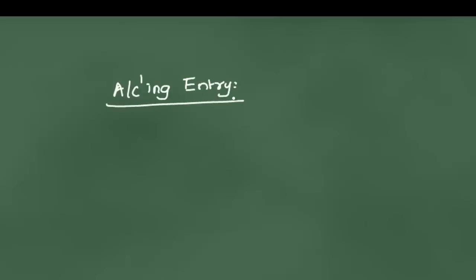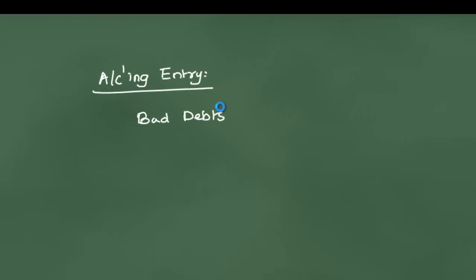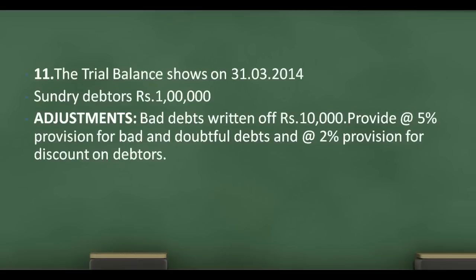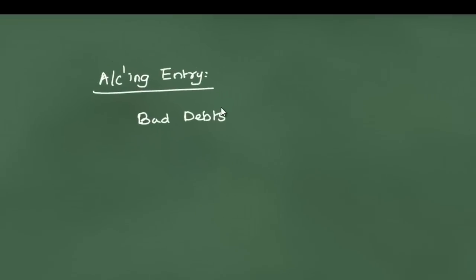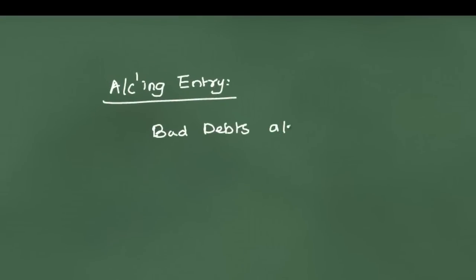Bad debts, is it an income or expense? It is neither income nor an expense. So is it a loss or gain? It's a loss. So debit all losses. Bad debts being a loss, it should be debited. So what is a bad debts amount? In adjustments you have a look at bad debts is 10,000. So it's a loss, it should be debited. So bad debts account debit, which is 10,000.